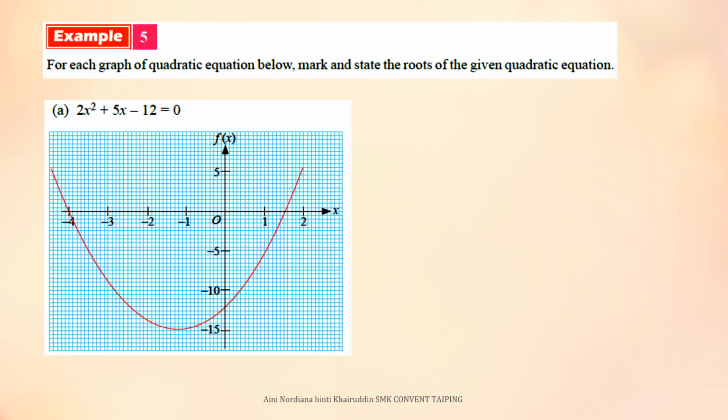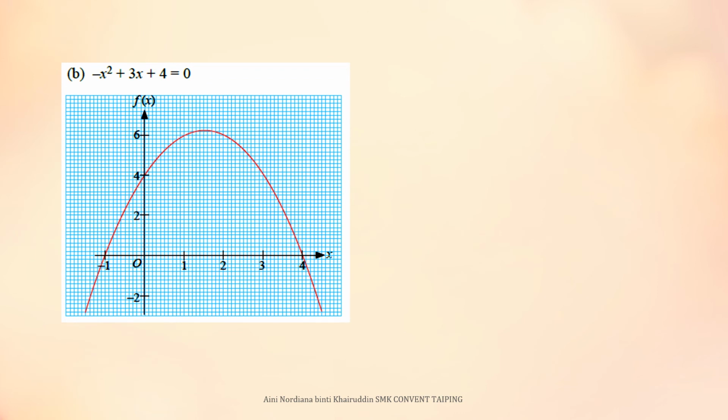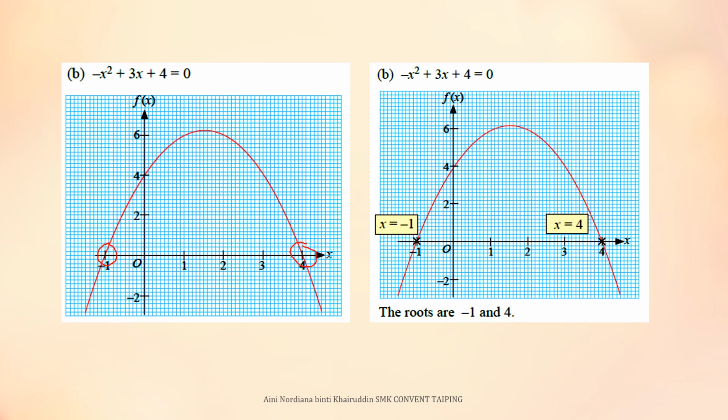Example 5. For each graph of quadratic equation below, mark and state the roots of the given quadratic equation. As I mentioned earlier, the roots are actually the intersections between the graph and the x-axis. So, the roots are here and here. So, the roots are -4 and 1.5. For B, the roots are here and here. Remember, the roots are the intersections between the graph and the x-axis. So the answers are -1 and 4.